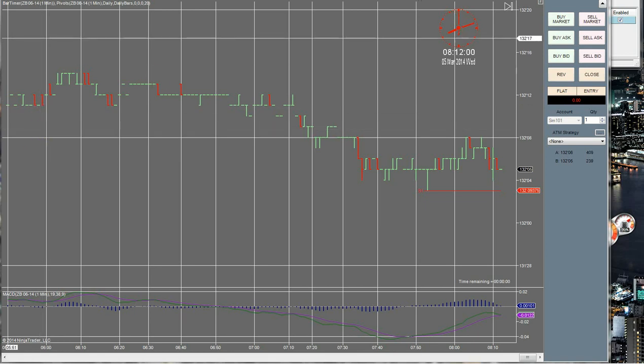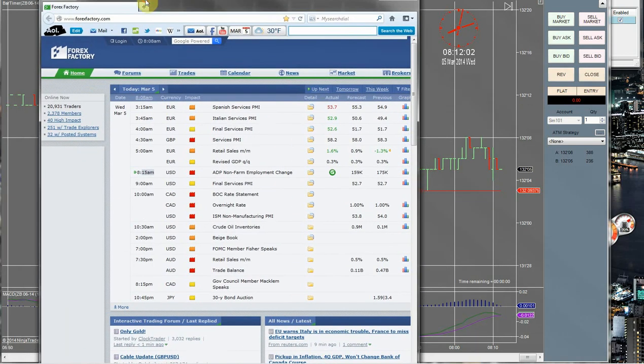Hey, today is March 5th. We're going to look at testing out the ADP non-farm employment change. This one, it's not as big a mover as some of the other ones that I like to trade, but we should be able to get between maybe 10 and 15 ticks out of it, if we're lucky here.